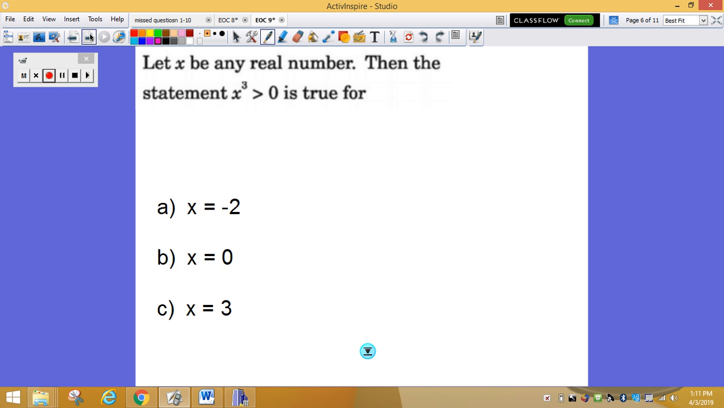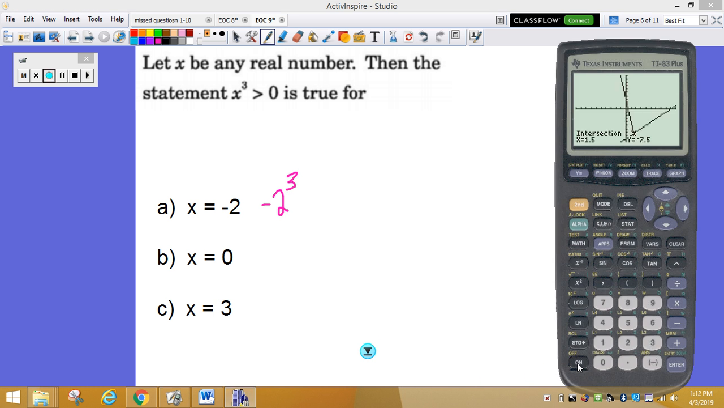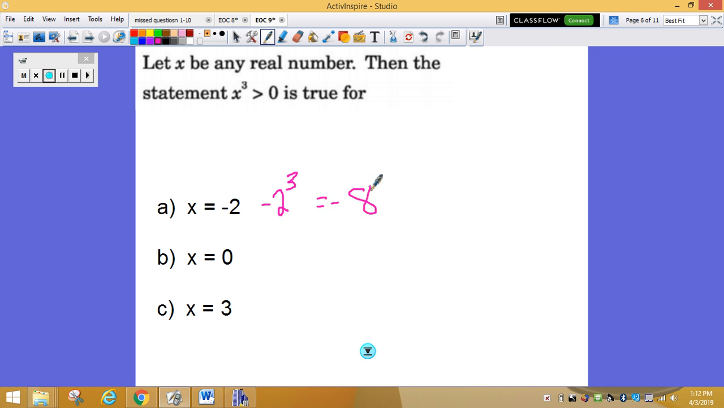Okay, so let's look at this. I want to know, for any real number, where is x to the third greater than 0 true? So I'm just going to plug them in. I'm going to plug in -2. I'm going to do -2 to the third. Now, you have to be careful, because if you're plugging in negatives in your calculator, you have to put it in parentheses. So I'm going to do (-2) to the third, and I get -8. And I did it to the third because that's what it says to do.